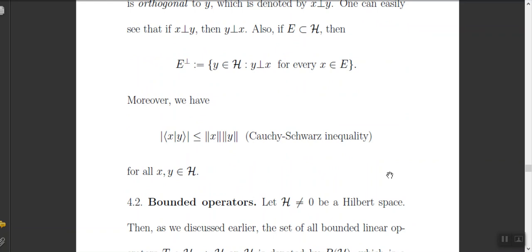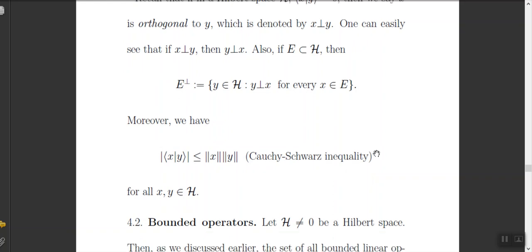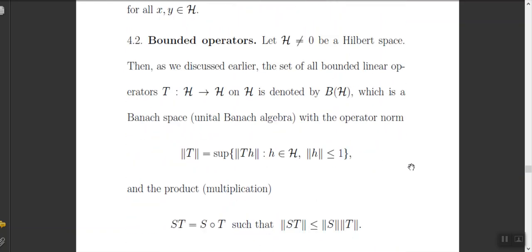Okay, so this was a quick review of the definition of the Hilbert space. Of course it was just a quick review, and there are a lot of things that you might need to know, so you can refer to textbooks on functional analysis. Okay, next look at here.